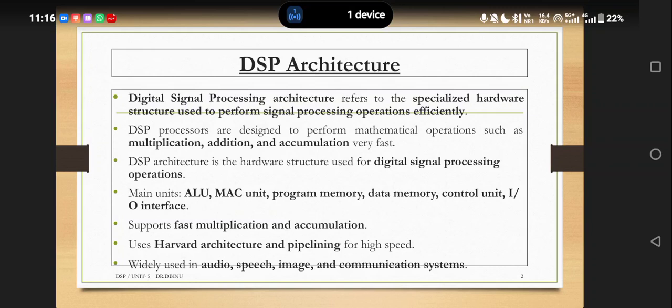The main units of the DSP architecture are ALU, MAC unit, program memory, data memory, control unit, and input-output interface. It supports fast multiplication and accumulation. It uses Harvard architecture and pipelining for high-speed operations, widely used in audio, speech, image, and communication systems.